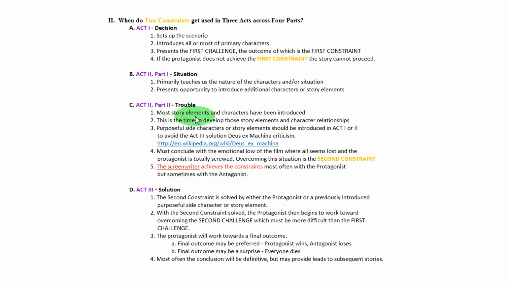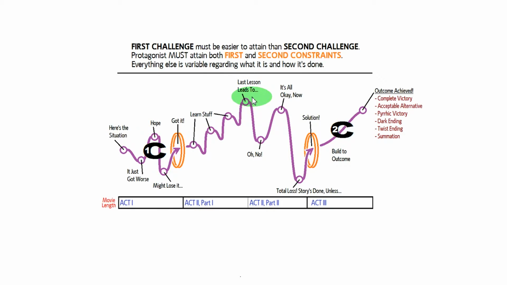Act 2 Part 2 is when most story elements and characters have been introduced. It is the time to develop those story elements and character relationships, which is what creates the trouble. It will conclude at the emotional low of the film, where all seems lost and the protagonist is totally screwed.